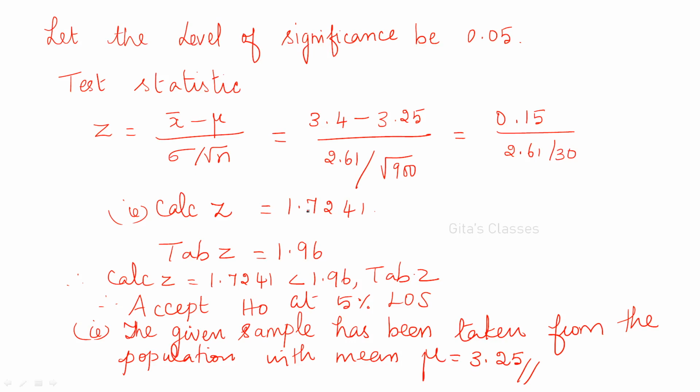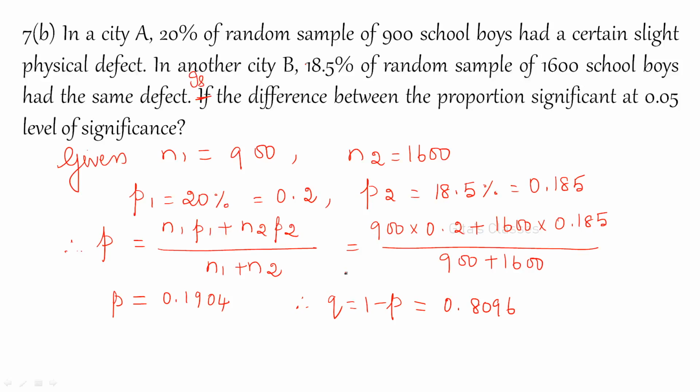by sigma by root n, and the calculated value is 1.7241. So table value is 1.96. Calculated Z is less than table Z, therefore accept H naught at 5% level of significance. Here you have to mention it because they have not given. Okay, it is always better to mention accept H naught or reject H naught at what percent level of significance.